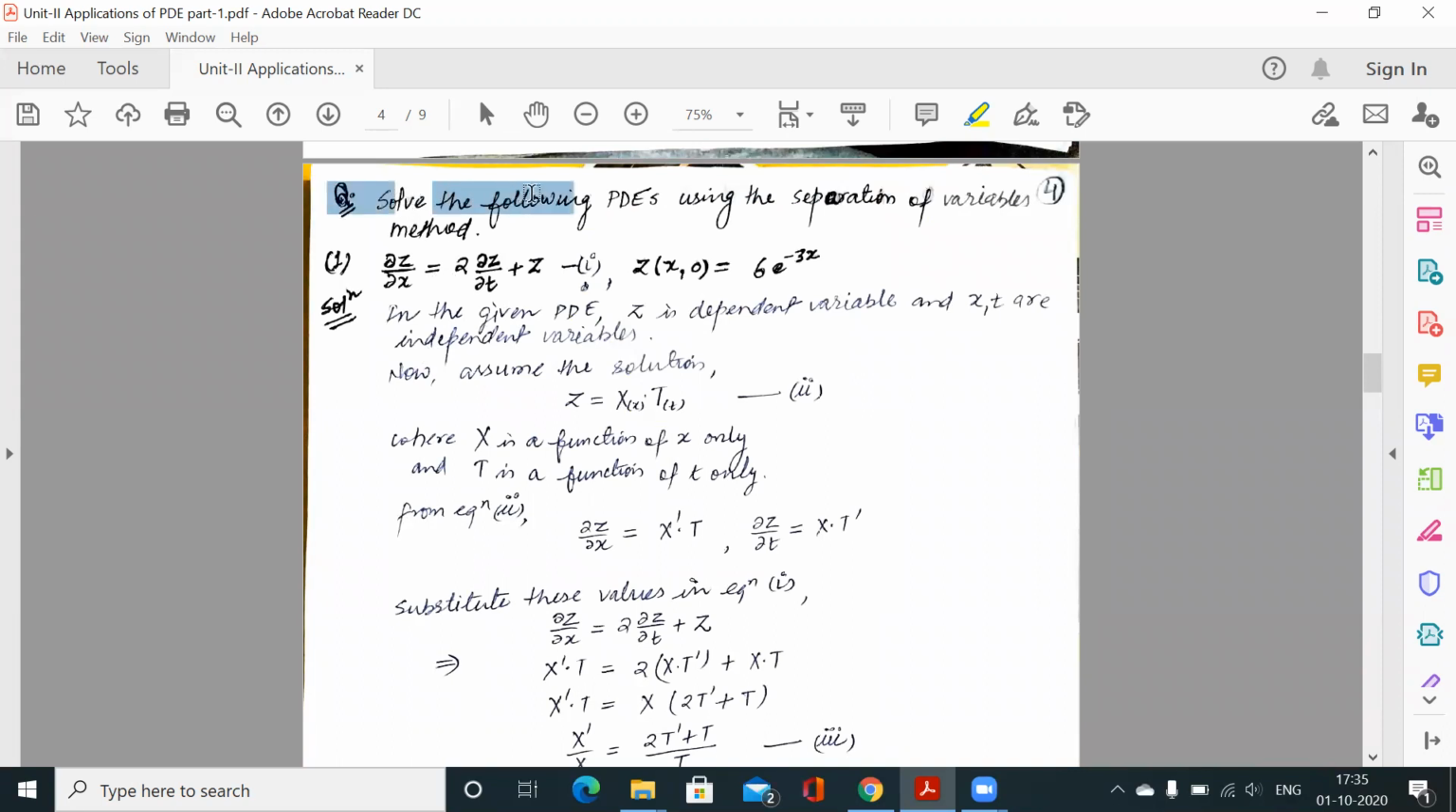So what is the question? Solve the following PDE using the separation of variables method. Otherwise, if you observe, this is a partial differential equation of first order and first degree. So this can be solved by Lagrange's method, and also, because this is with constant coefficients, it can also be solved by the linear PDE with constant coefficient, CF-PI method. Clear?